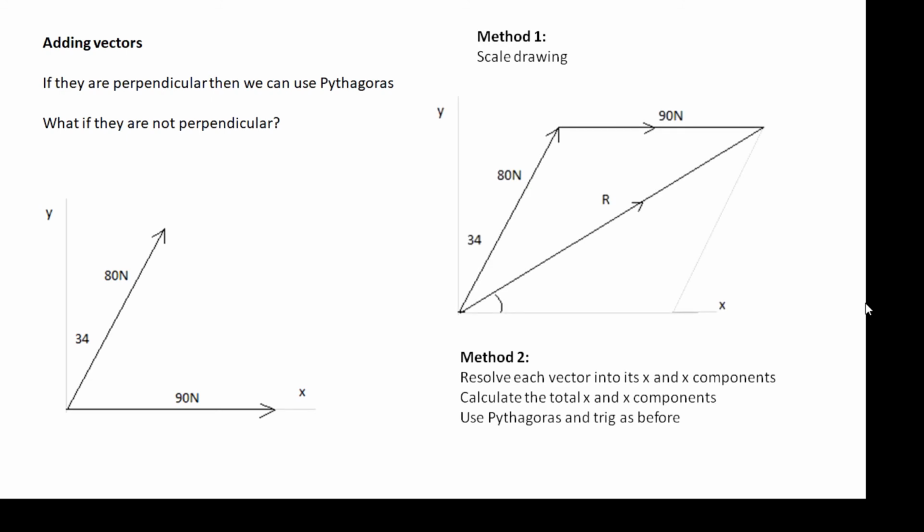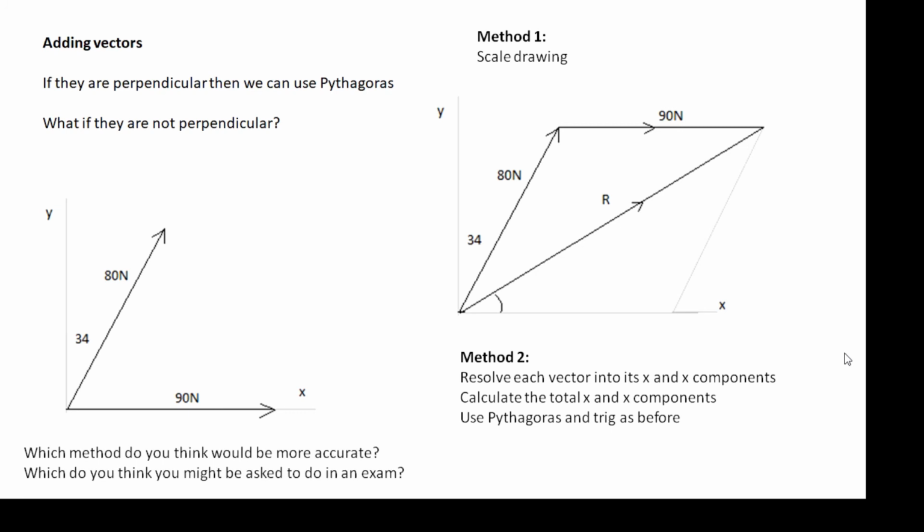Okay, if you do a scale drawing and put one vector after the other vector, then the resultant is the vector that would have the same effect as those 2. And so you do your scale drawing, and whatever your scale is, you measure the magnitude, you measure the angle, and that's your answer. The second way of doing it is to resolve each vector into its x and y components, add together all of these components in the x direction and in the y direction. That should total x and y components, and then use Pythagoras and trig as before.